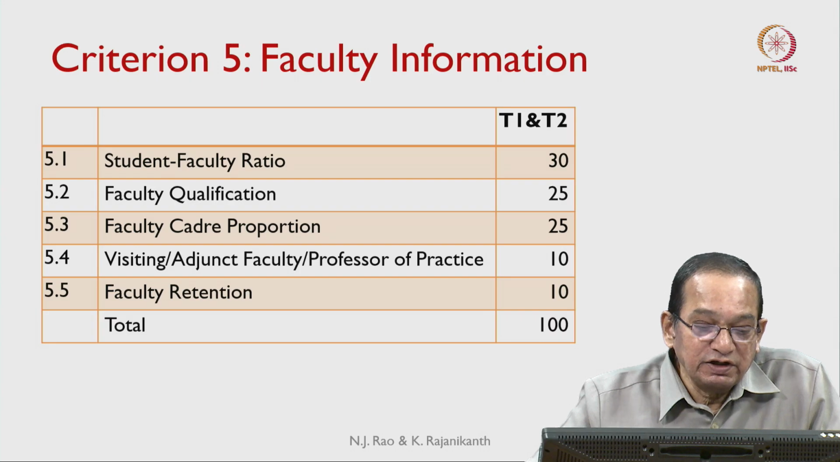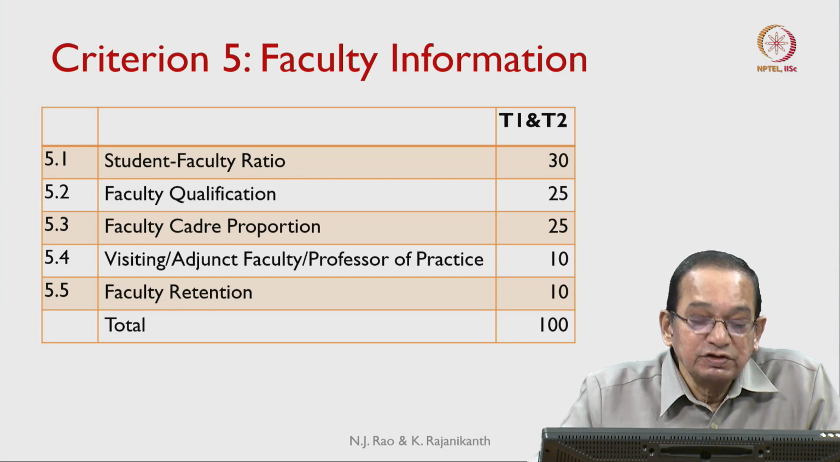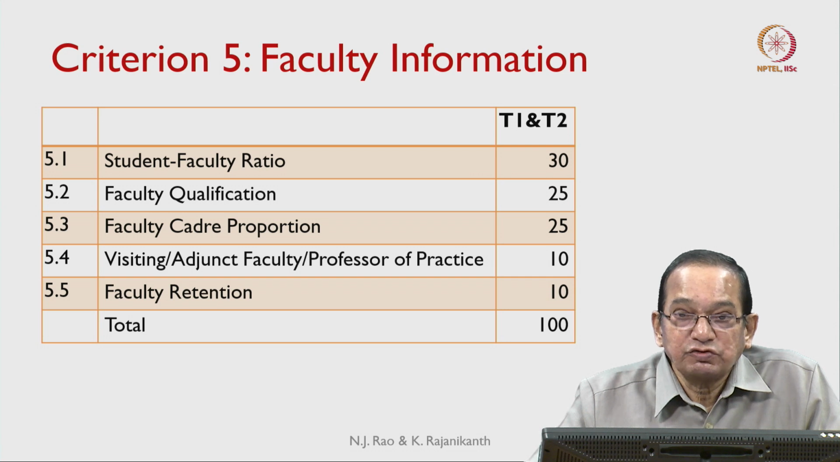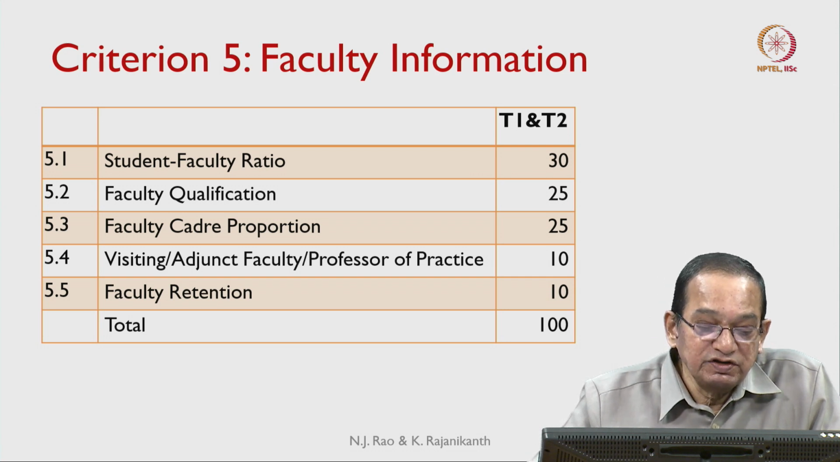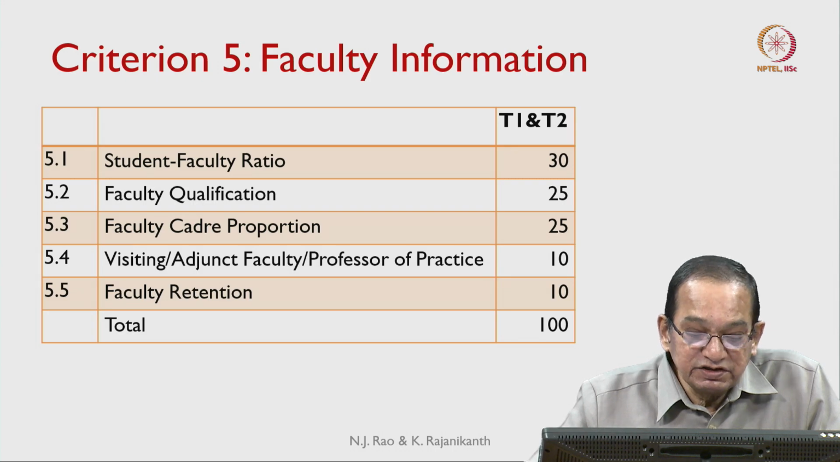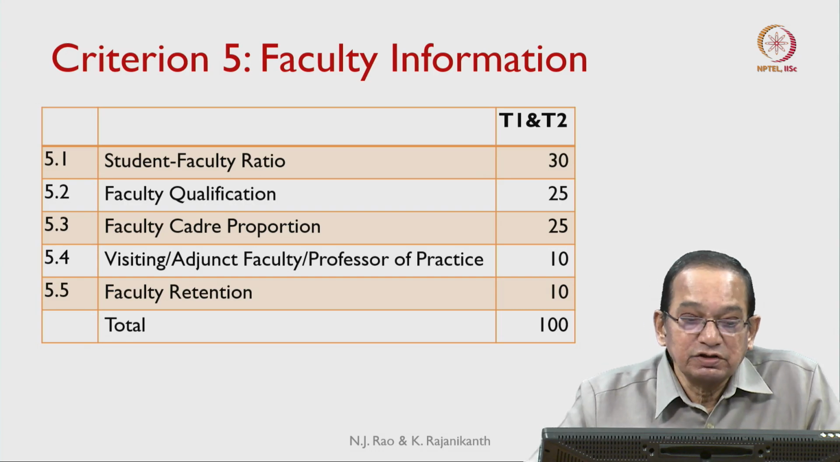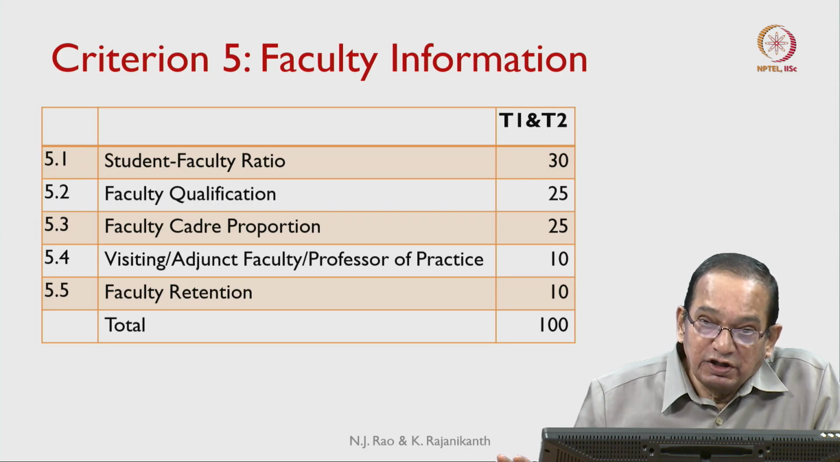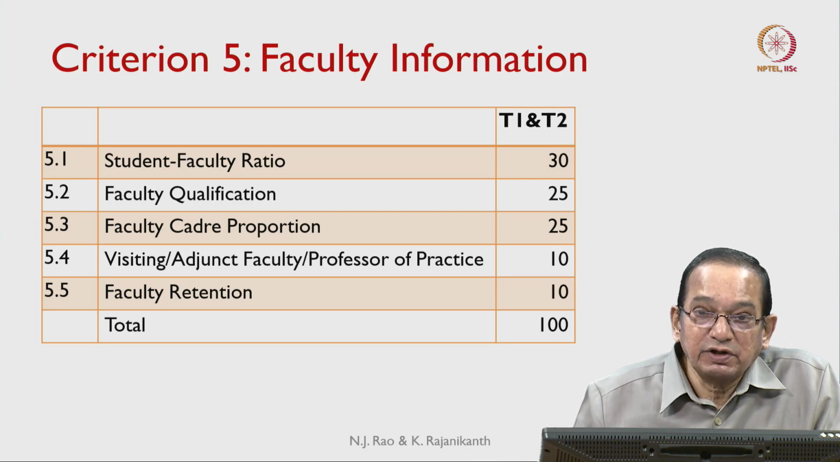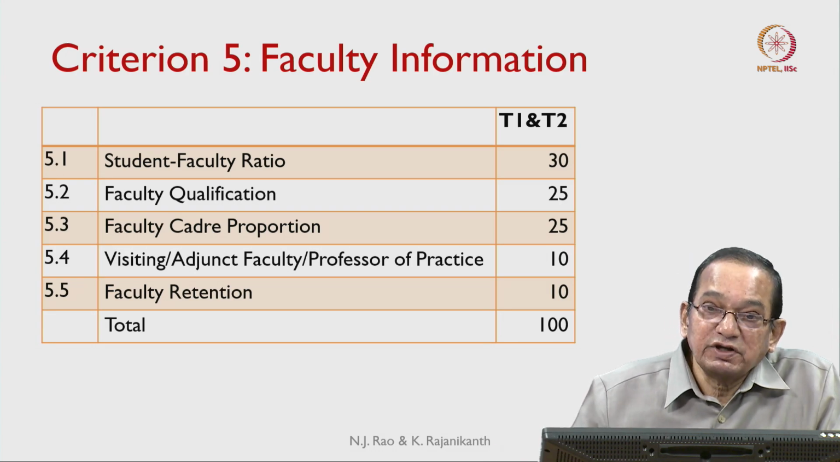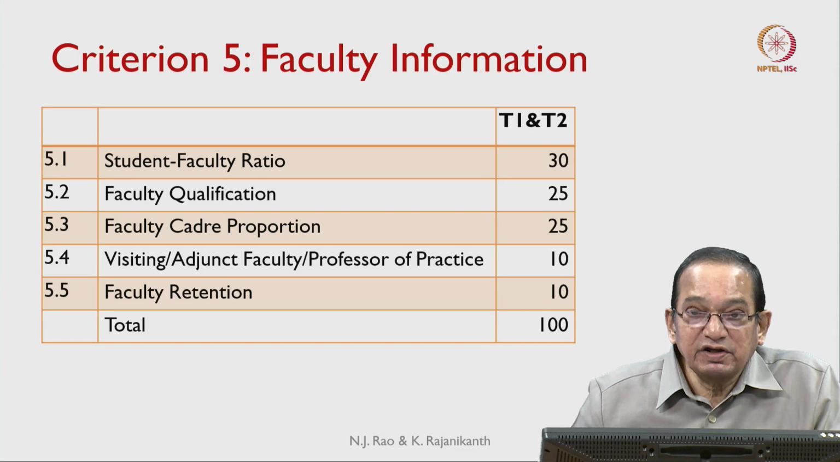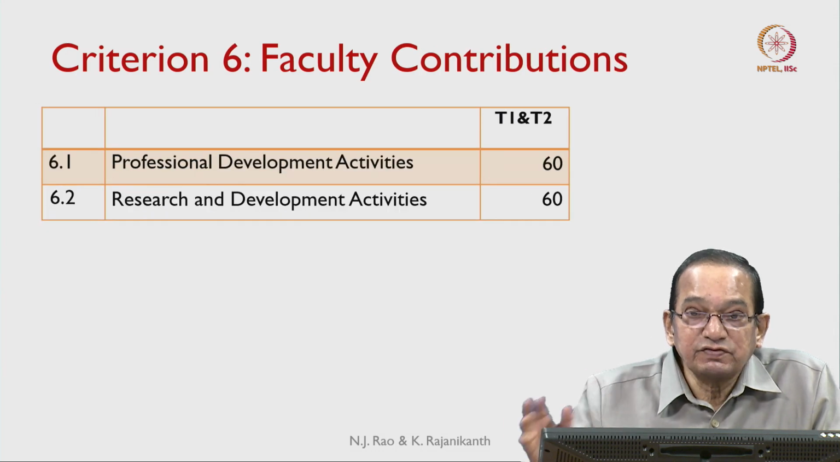So, the student faculty ratio, then faculty qualifications, faculty cadre proportion, professor, associate professor and assistant professor, what is the cadre proportion, then visiting adjunct faculty and professors of practice. This also is a new concept which has been significantly promoted. Then faculty retention. So, this was criterion 5. Still earlier NBA also considered faculty as an extremely important resource. The present NBA also considers faculty as an extremely important resource, except that now the faculty related information is split into two criteria. Criterion 5 is basic information on the faculty, criterion 6 is faculty contributions.